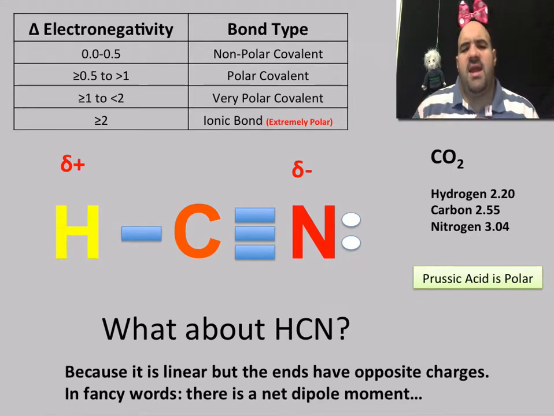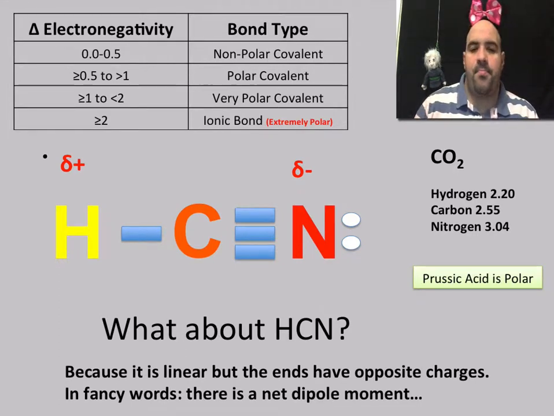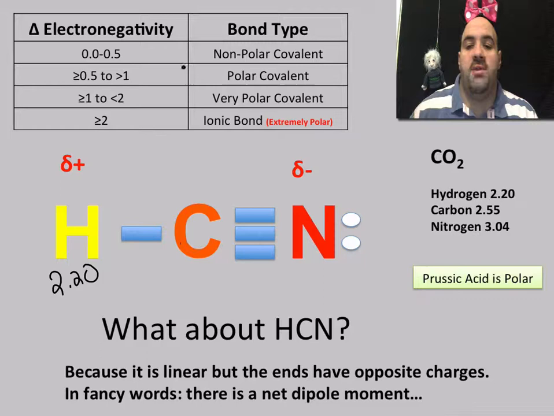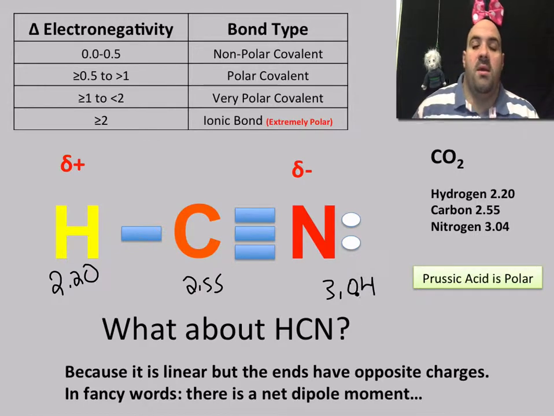And we'll just look at HCN, same thing. Hydrogen is a 2.20. Carbon is a 2.55. And nitrogen is a 3.04. When you subtract these, it's going to be really close to 0.5. So it's going to be just slightly polar. And either way, you see this is pulling, so the electrons are going to be a little closer to nitrogen than they are to carbon, just because the electronegativity is different.